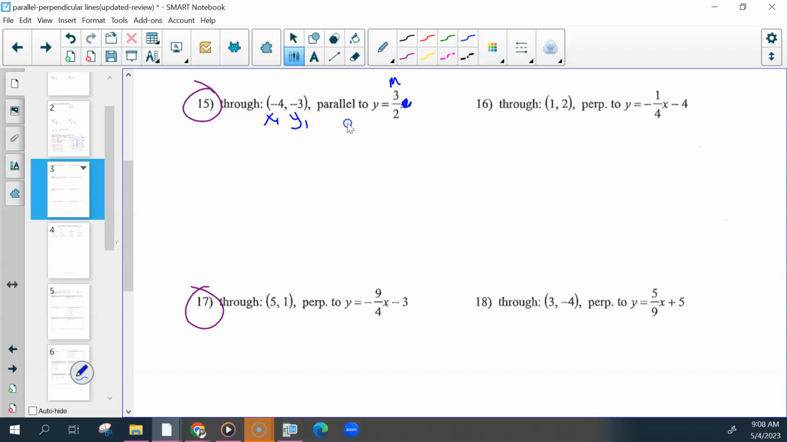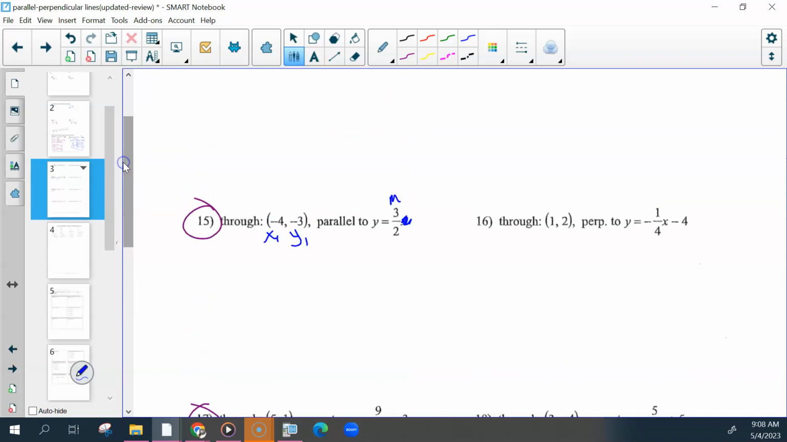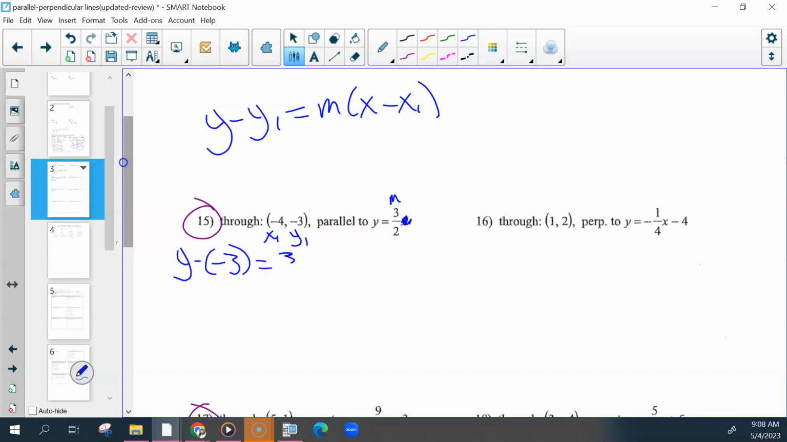If you want to rewrite the equation on this page somewhere so that you don't have to click back and forth, and use that formula with all of these numbers. Y minus, now we have two negatives again. So minus a negative equals 3 over 2. Then in parentheses, x minus a negative 4.